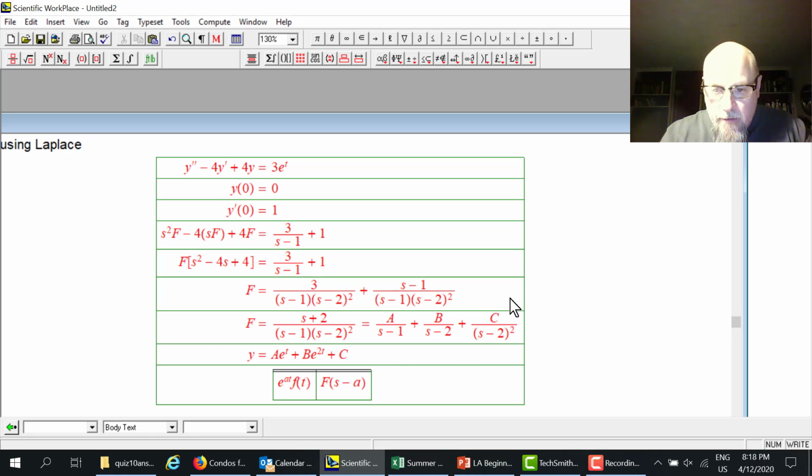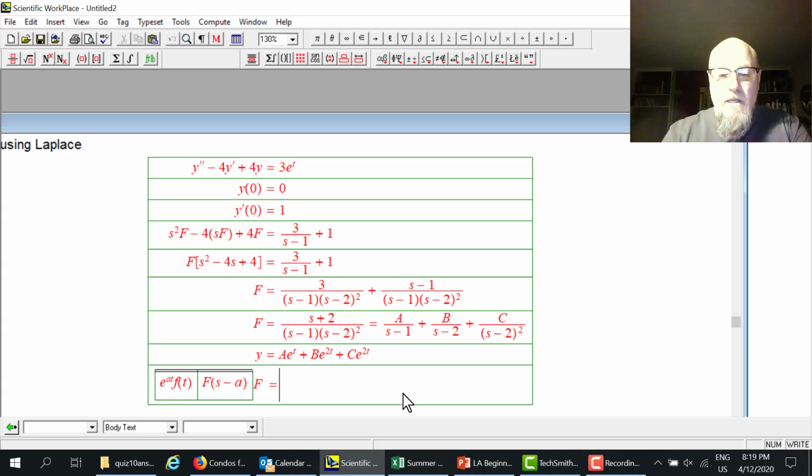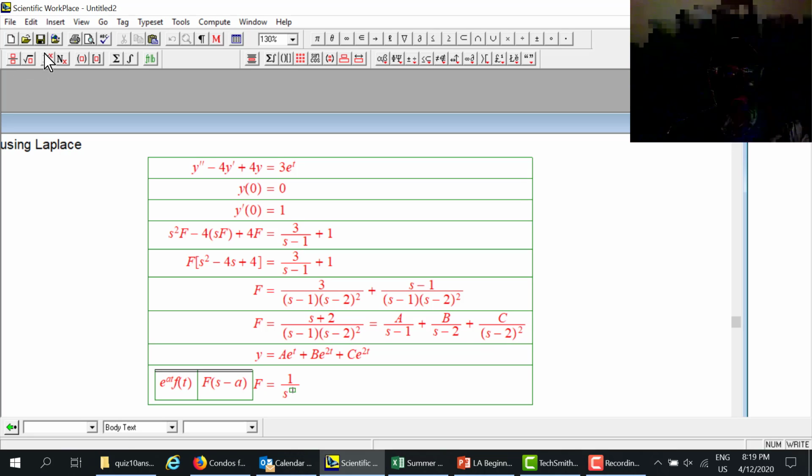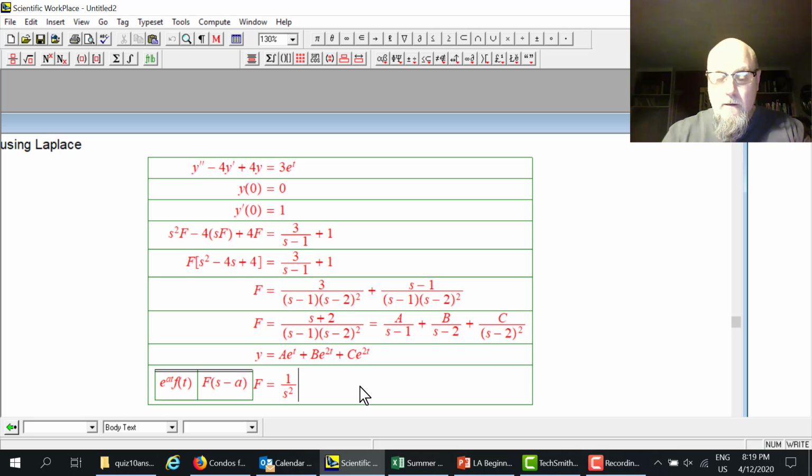Okay, so I'm comparing this piece here. The c, that's just a constant, that's not doing anything. The s minus a, it looks like the a is 2. So if the a is 2, then I'm going to multiply by e to the at. And if the a is 2, then 1 over s minus 2 squared is the shifted function. The original function, the original f, should be equal to 1 over s squared. Right? Because then s minus 2 would be that s minus 2 squared.